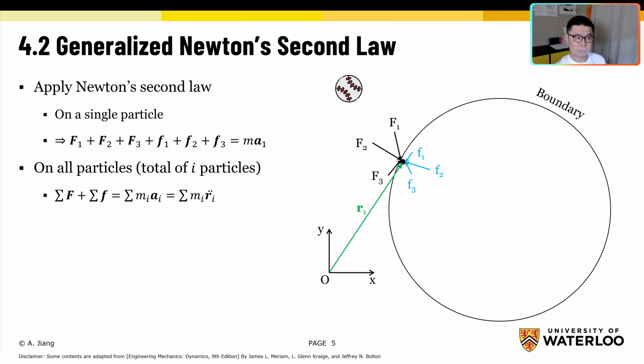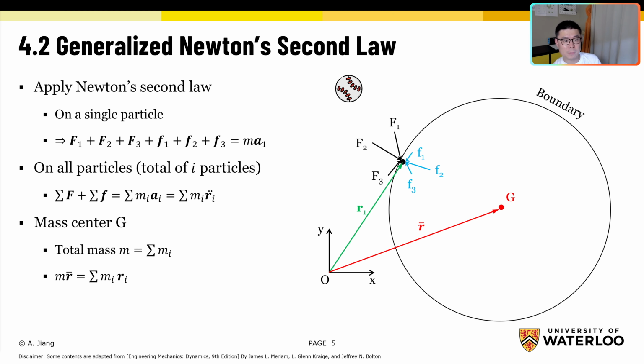If we look at the mass center G here for a moment, r bar is also a vector that represents the location of the mass center G. And then we multiply this r bar with the total mass M. This is equivalent to summing all particles that make up the baseball. So M r bar is the same as adding all the particles, all atoms, together within that baseball. They are equivalent, left-hand side and right-hand side here.